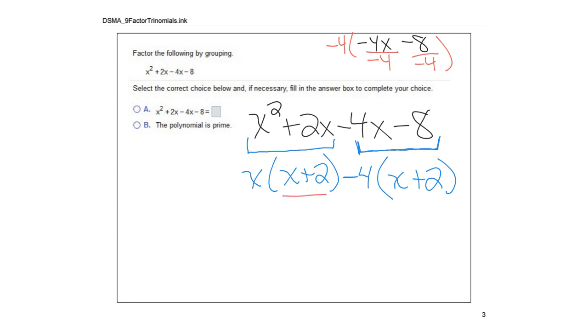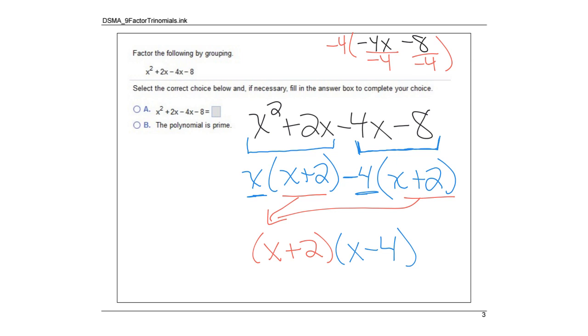Okay, so now we have a binomial in common. We have x plus 2 on both of these. So we'll put x plus 2 in the front, and then we'll grab what's left. What's left is x minus 4. And we're done. We don't have any exponents, so we can't factor any further. We could check our work by foiling. I will let you guys do that. But that is our answer.